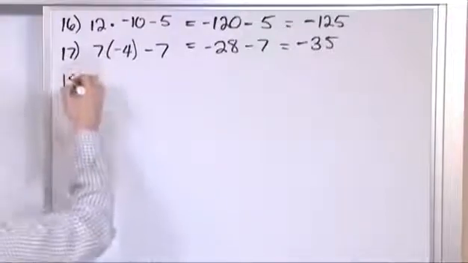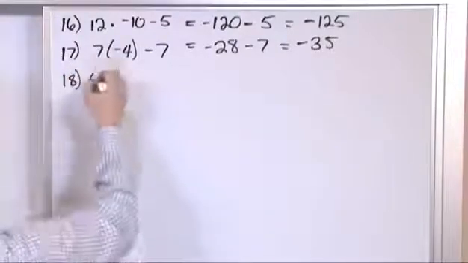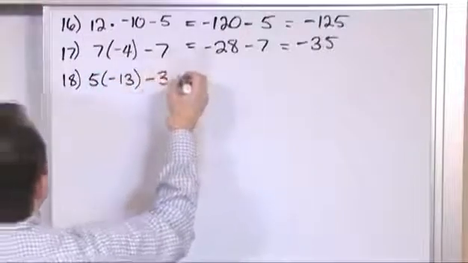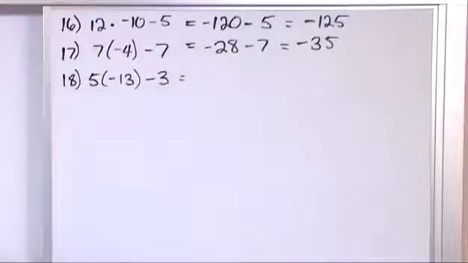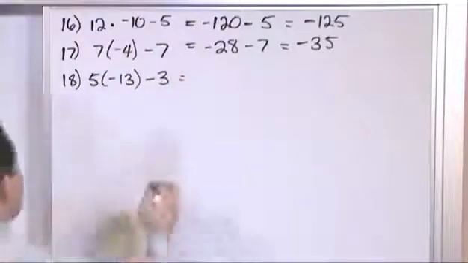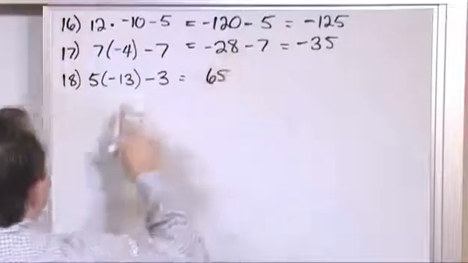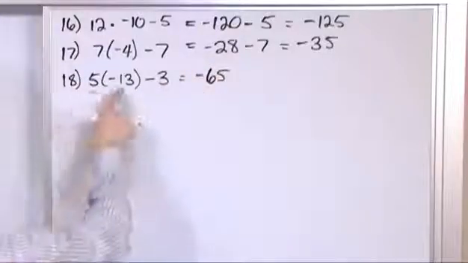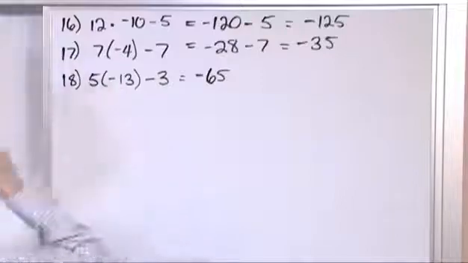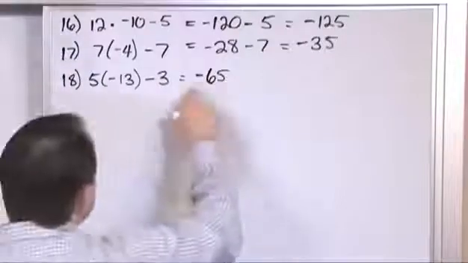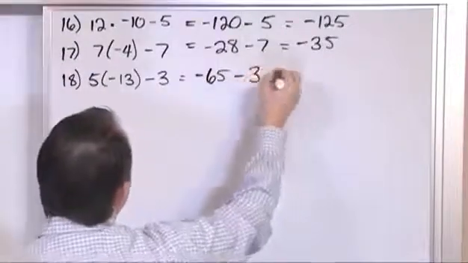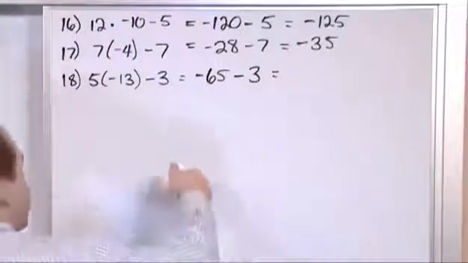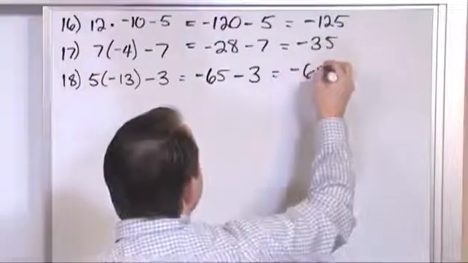Okay, 18 is, let's say, 5 times negative 13 minus 3. What's 5 times 13? 5 times 13 is 65. And the sign has got to be negative, so you stick a negative sign out front because these signs are different. Positive times negative gives us a negative, and we still have to subtract this 3. So we start at negative 65, and we go 3 more negative, so we have negative 68.